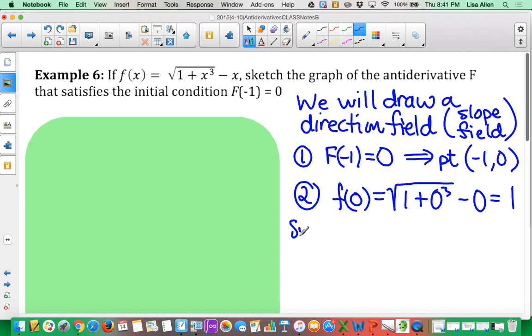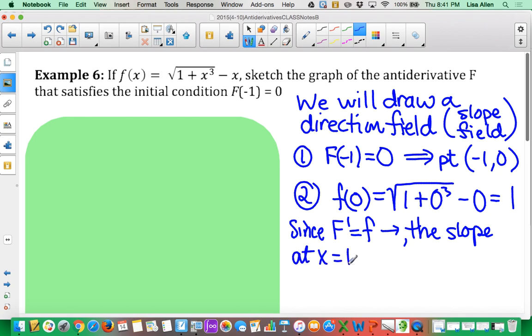Since capital F prime, or the slope, is equal to f, according to the definition we just went over, that tells me the slope at x equal to 0 is always 1. At x equal to 0, it doesn't matter what the y value is, the slope will always be 1, because your function f of x is dependent only on x and not y.